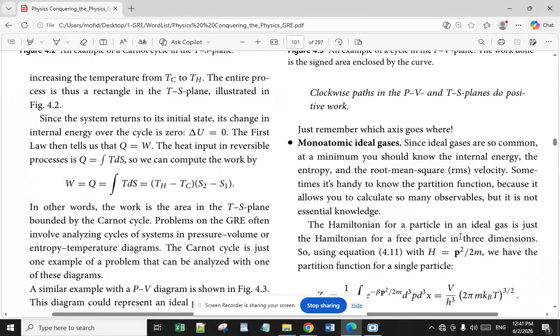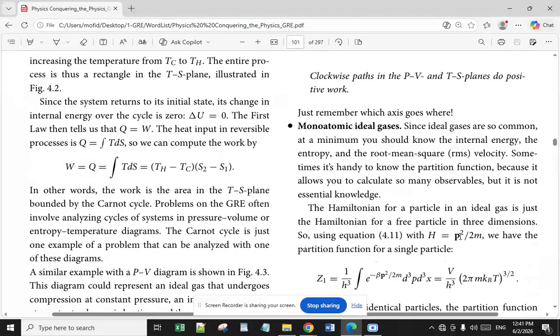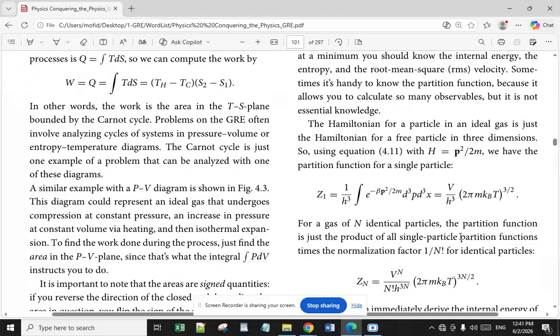bounded by the Carnot cycle. Problems on the GRE often involve analyzing cycles of systems in pressure-volume or entropy-temperature diagrams. The Carnot cycle is just one example of a problem that can be analyzed with one of these diagrams. A similar example, a PV diagram, is shown in figure 4.3. This diagram could represent an ideal gas that undergoes compression at constant pressure, an increase in pressure at constant volume via heating, and then isothermal expansion.